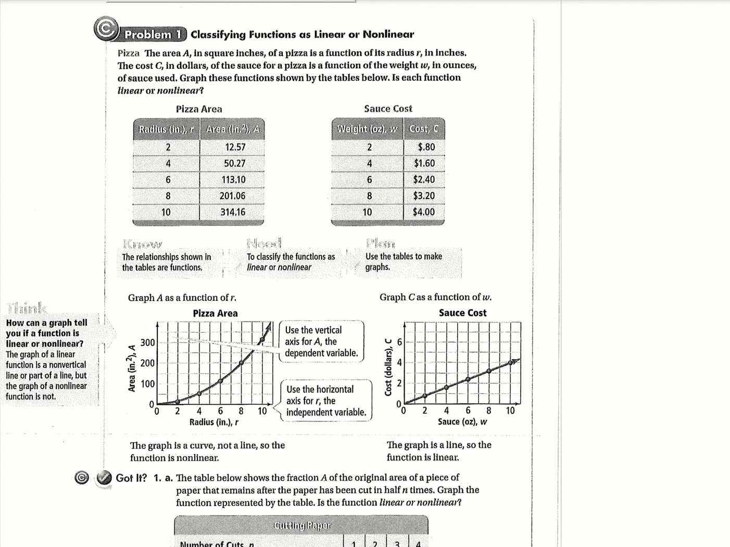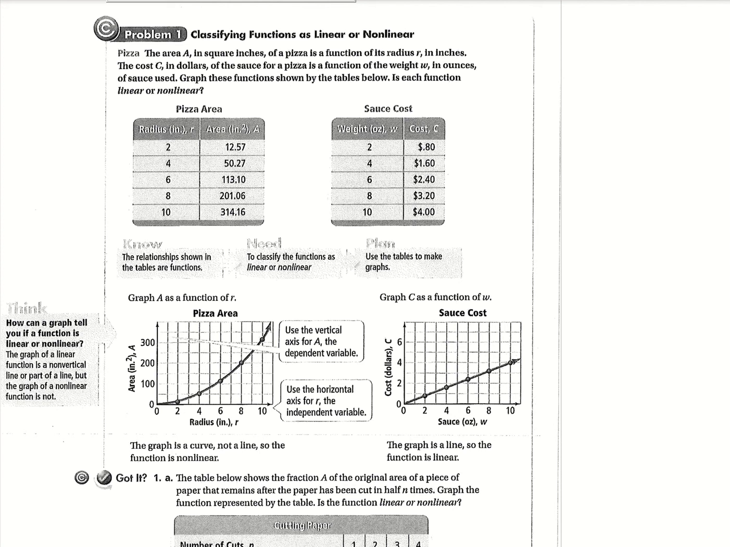We have the area A in square inches of a pizza as a function of its radius r in inches. And then the cost C in dollars of the sauce for a pizza is a function of the weight W in ounces of sauce used. Graph these functions shown by the tables below. Is each function linear or nonlinear?